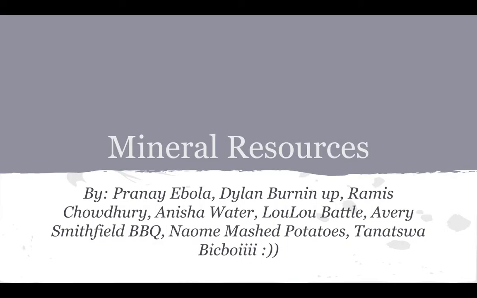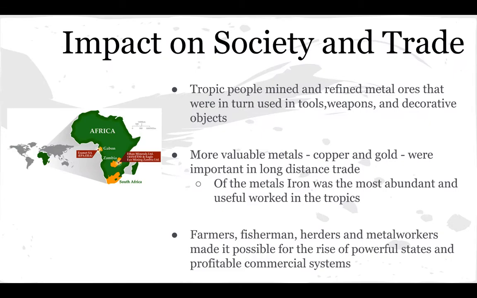So the tropics had many mineral resources which helped with their agriculture, societies, and trade. The impacts they had on society and trade are that tropical people mined and refined metal ores that were in turn used in tools, weapons, and decorative objects. More valuable metals, copper and gold, were important in long-distance trade. Of the metals, iron was the most abundant and the most useful worked in the tropics. These things, alongside farmers, fishermen, herders, and metal workers, made possible the rise of powerful states and profitable commercial systems.